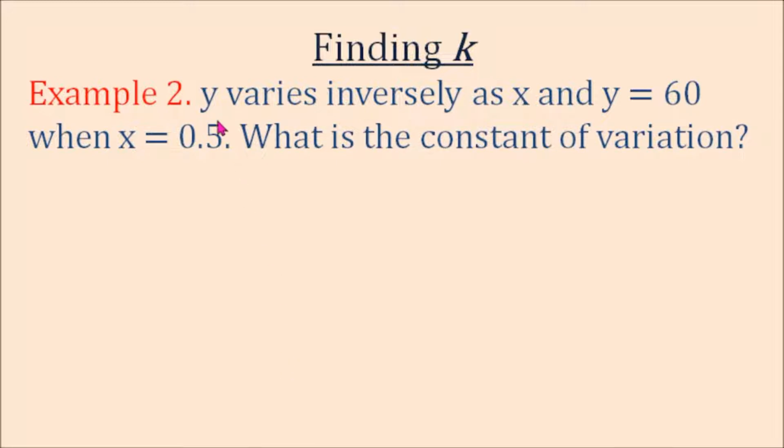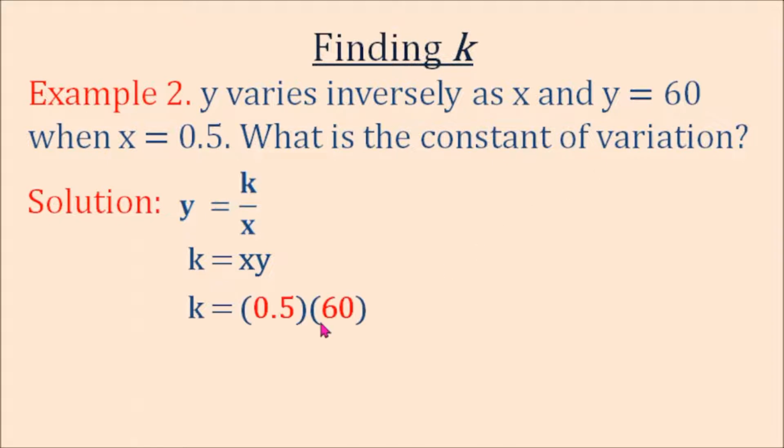Example number 2. Y varies inversely as x and y equals 60 when x equals 0.5. What is the constant of variation? So again, this is our equation, y equals k over x. To find k, we will just multiply x and y. Our x here is 0.5 and our y is 60, so that means k equals 0.5 times 60, and 0.5 times 60 equals 30. So this is our answer. K equals 30.